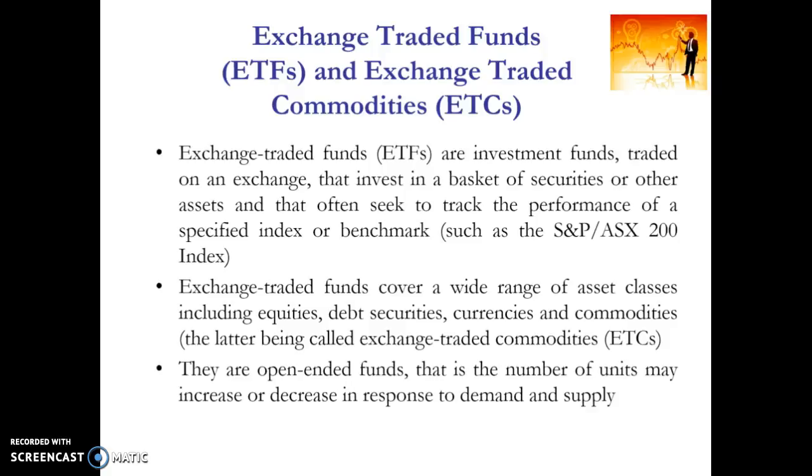Exchange-traded funds tend to be open-ended funds in form, in that the number of units may increase or decrease in response to demand and supply. So, for example, if an institutional investor decides that they would like more units in a particular ETF, often what will happen is the ETF sponsor will simply go out, expand their portfolio to create new units, and then go and sell those units to the institutional investor. So that's a range of different types of funds that exist within the Australian market.